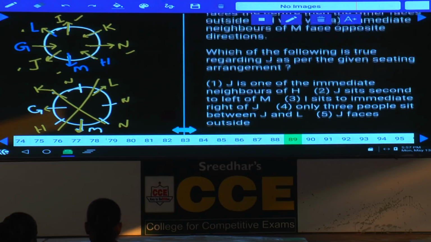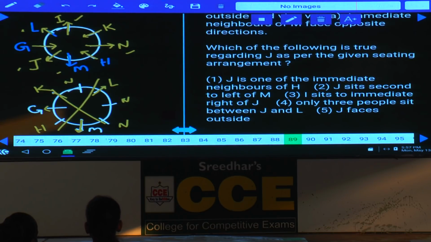Then 89. Which of the following is true regarding J as per the given seating arrangement? J is one of the immediate neighbors of H. That is false. J sits second to the left of M. That is again false. I sits to the immediate right of J. That is again false. Only 3 people between J and L. That is again false. J faces outside, definitely true, choice 5. 89, it is choice 5.